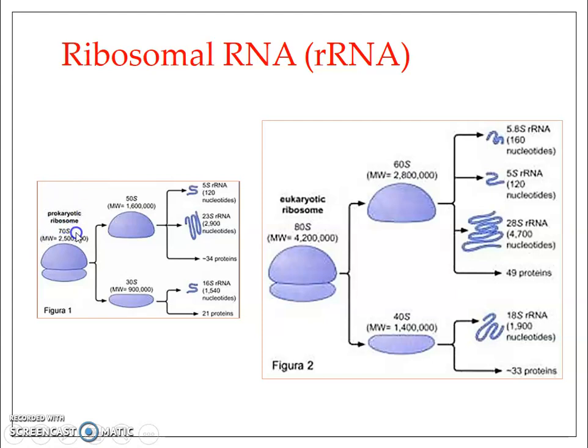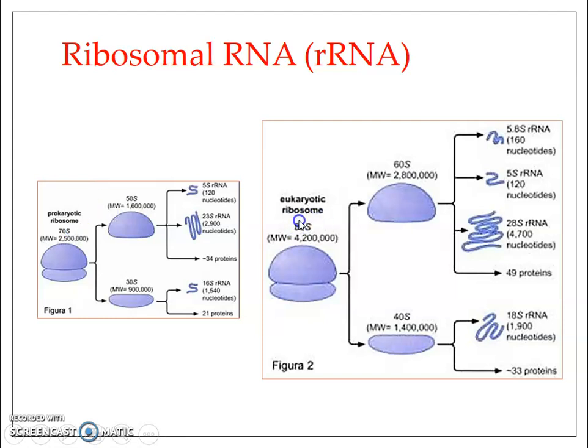So what is sedimentation coefficient? It is the rate of sedimentation, the time taken for sedimentation in the centrifugation process. So when the cell constituents are subjected to centrifugation, the rate of the sedimentation is represented in the particular unit, 70S in the case of the prokaryotic ribosome, and in the case of eukaryotic ribosome, it is 80S.